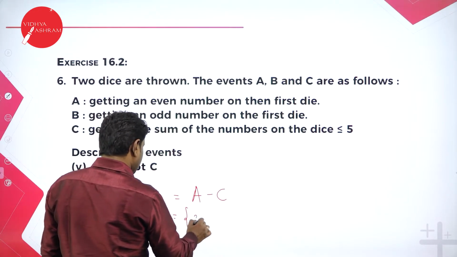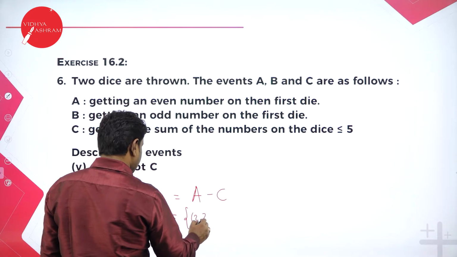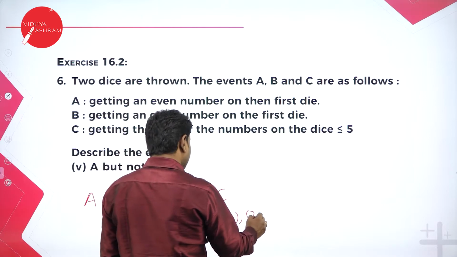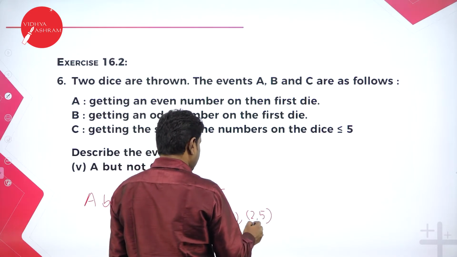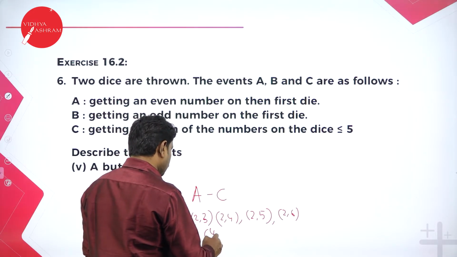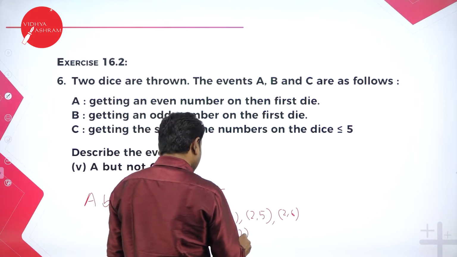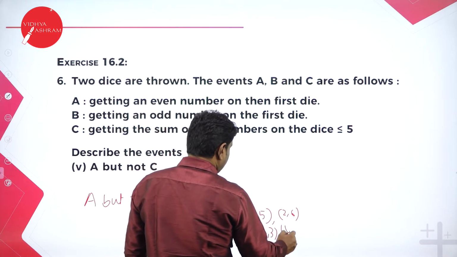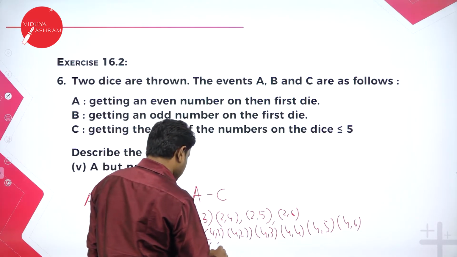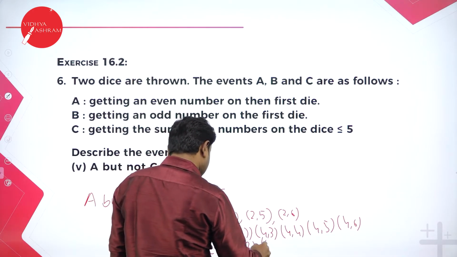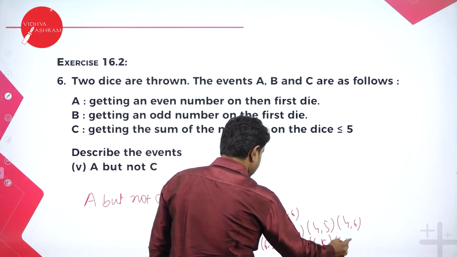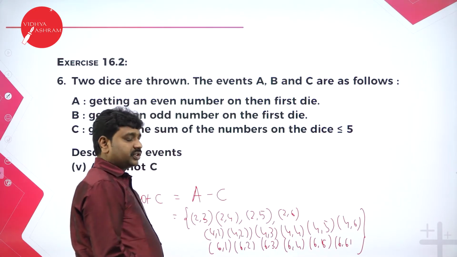So 2, 3, 2, 4, 2, 5 in A. 2, 6 also you can take. 2, 1, 2, 2 will remove. That's it. Then 4, 1, 4, 2, 4, 3, 4, 4, 4, 5, 4, 6. Then 6, 1, 6, 2, 6, 3, 6, 4, 6, 5, 6, 6. In A, remove C, A but not C you will get.